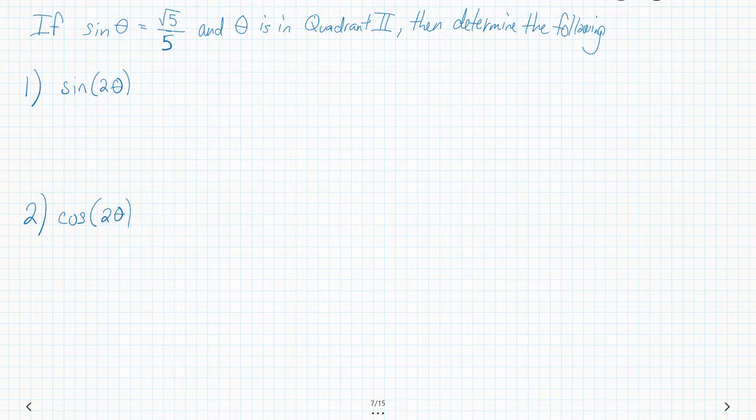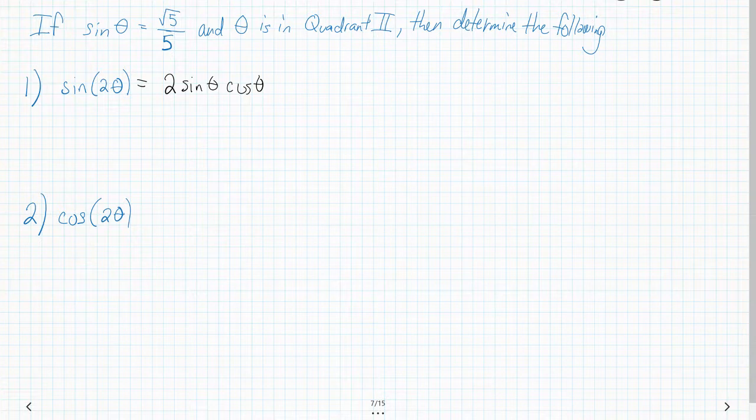So now, moving forward, we're going to get into some double angle and half angle and things like that. You can do all those. So sine of 2 theta, what the heck does that equal? Well, that's 2 sine of theta times cosine theta. And so if we have sine of theta equals square root of 5 over 5, we're good there. So you get 2 times the square root of 5 over 5.